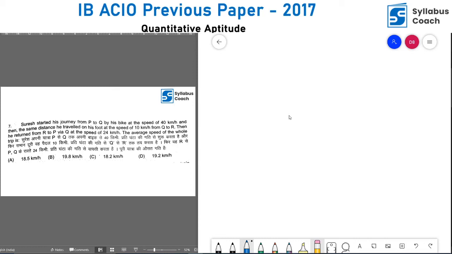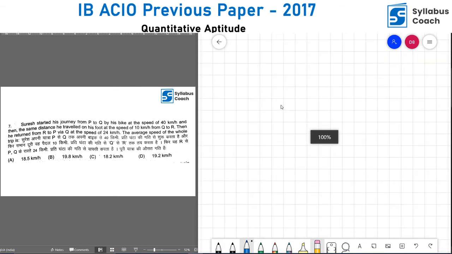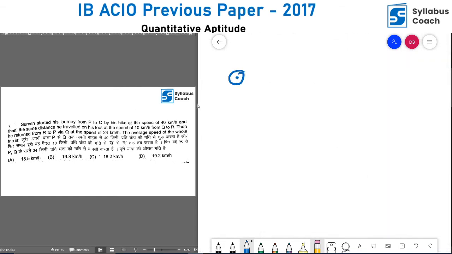Let's quickly try to solve the next question. So what is given? Suresh started his journey from P, and from P he went until Q, right?